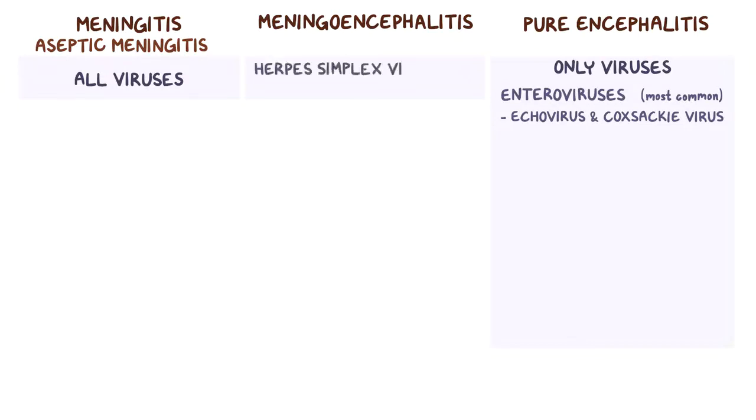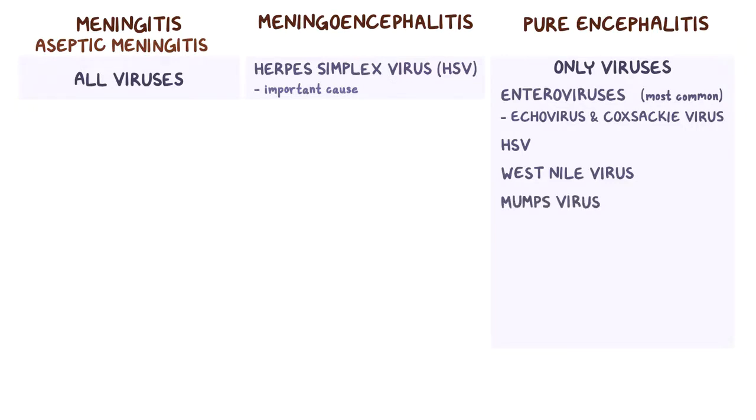Herpes simplex virus, or HSV, is a very important cause of meningoencephalitis. Other viruses include arboviruses like West Nile virus, which uses a mosquito vector. Although mumps is quite rare due to vaccination, in unvaccinated individuals it can cause viral meningitis as well as encephalitis. Measles can cause encephalitis in the acute phase of the illness.